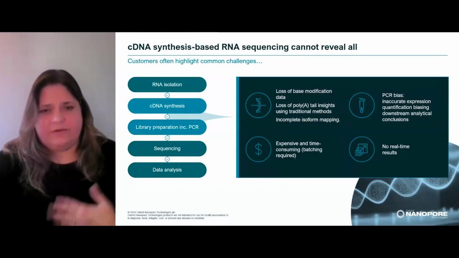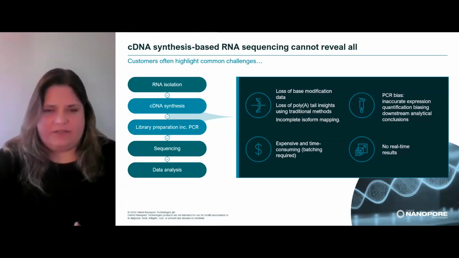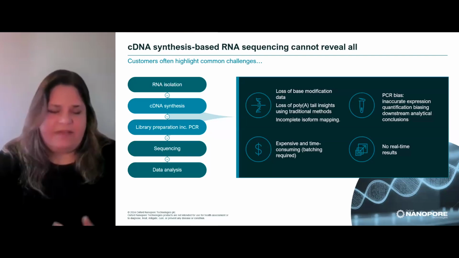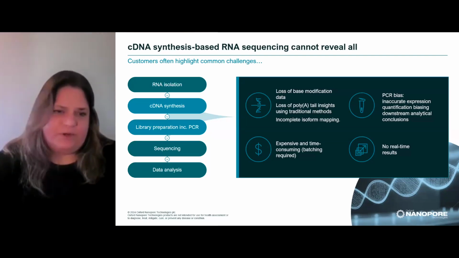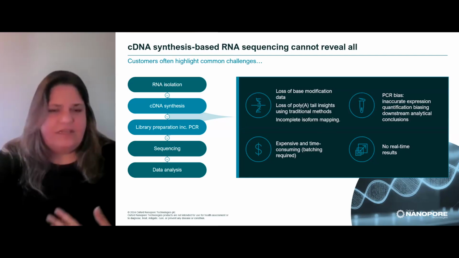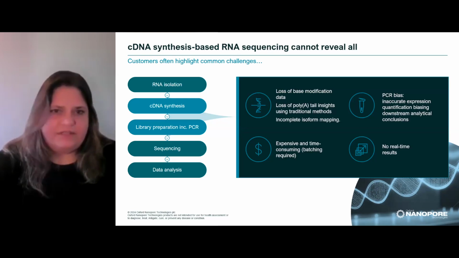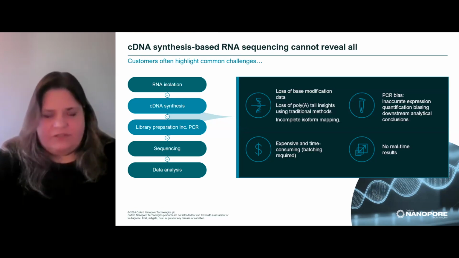Traditionally, the legacy way of looking at RNA sequencing is through changing RNA to cDNA. In the past 40 odd years, maybe 50, people have had the ability to sequence RNA, but you've had to convert it to cDNA. So the process would be RNA isolation, then you convert it to cDNA, and then you do your library prep, you do PCR usually, not always, and then you sequence and do your data analyses.